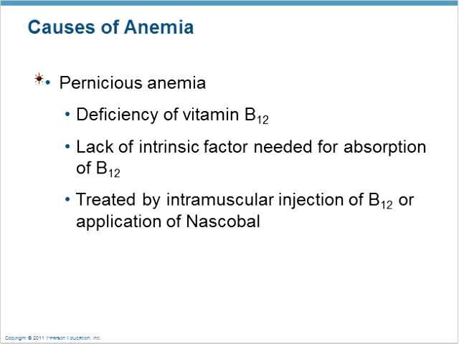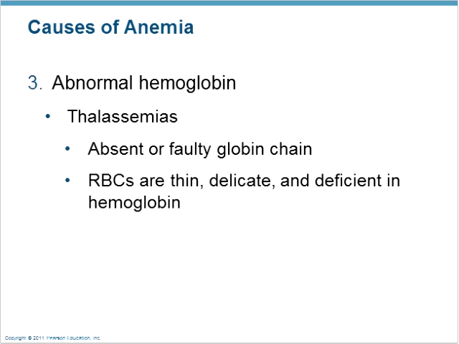Another cause of anemia is pernicious anemia. That means we're not taking in enough vitamin B12. It could be a lack of an intrinsic factor needed to help us absorb that B12. So we're either not getting B12 or we're not able to absorb the B12. And we usually treat that with intramuscular injections of B12 or an application of what's called Nascobal. That's how we treat pernicious anemia.